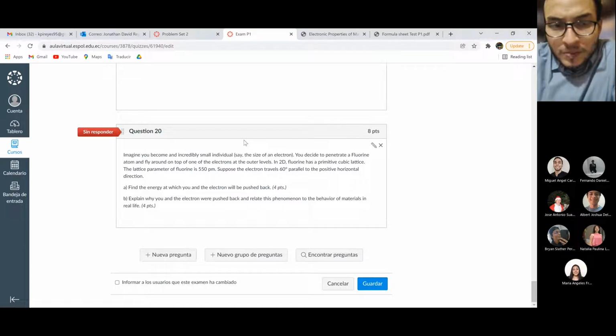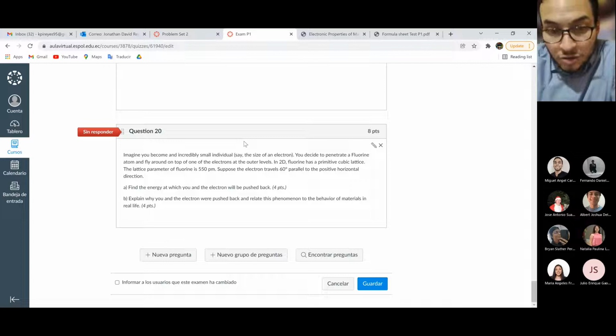Okay, imagine you become an incredibly small individual, say the size of an electron. You decide to penetrate a fluorine atom and fly around on top of one of the electrons at the outer levels. In 2D, fluorine has a primitive cubic lattice. The lattice parameter of fluorine is 550 picometers. Suppose the electron travels 60 degrees to the positive horizontal direction. Find the energy at which you and the electron will be pushed back.